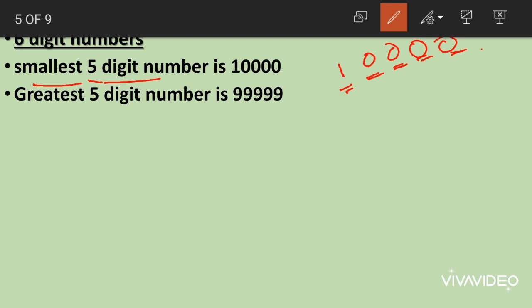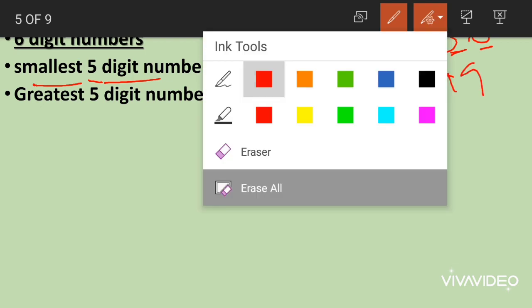If they ask you to write the smallest 6-digit number, you just have to add another 0. In this way you can easily write the smallest number of any number of digits they ask. When it comes to the greatest 5-digit number, we simply have to write 5 nines: 1, 2, 3, 4, 5. That will give us the greatest 5-digit number. Okay, children?